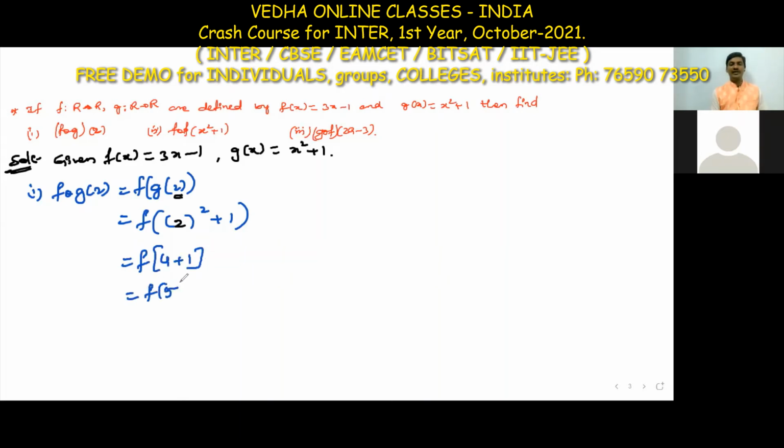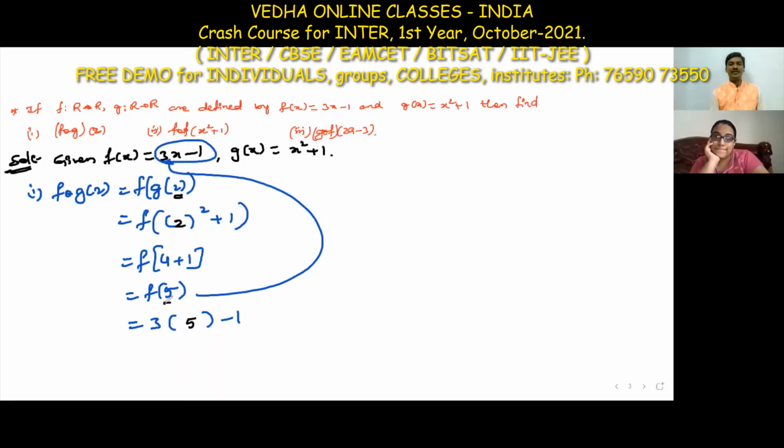F of 5. Now go to the f of x function here. F of x is 3x minus 1. Now I am substituting here 3 into x minus 1. What is in place of x? In place of x we have 5. Write 5 in place of x. So the remaining part we simplify. So here this is equals to 3 5s are 15 minus 1. So the final answer is 14.